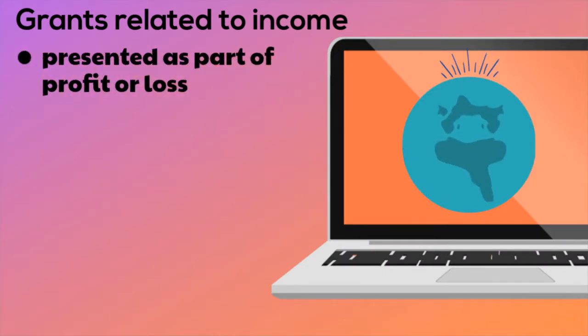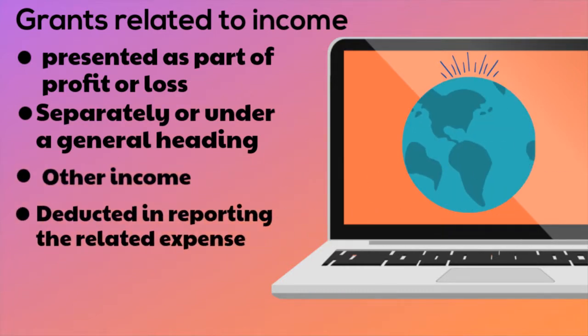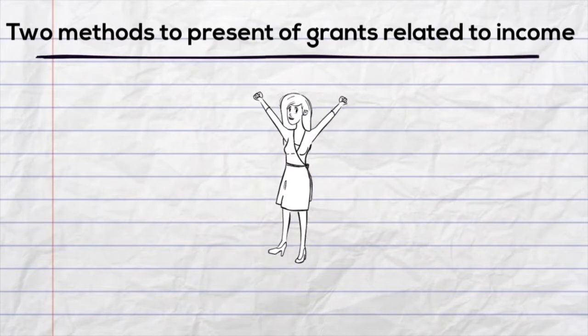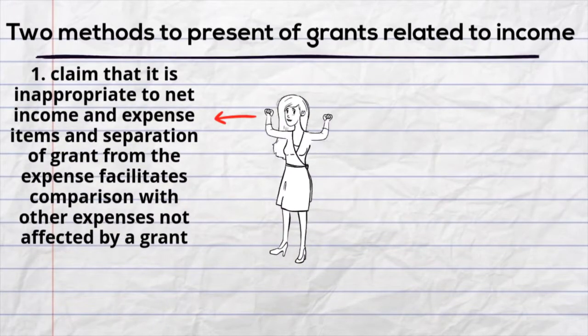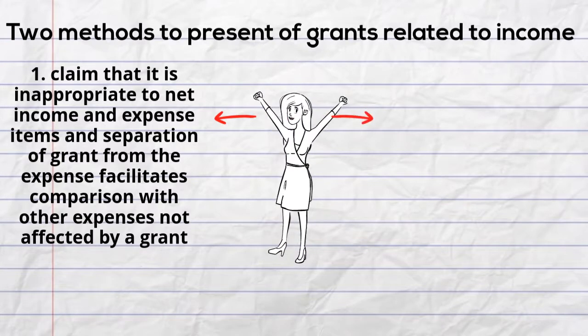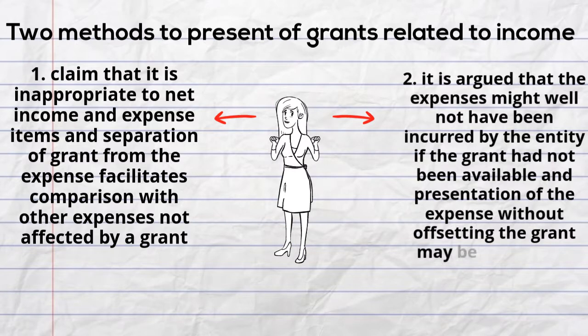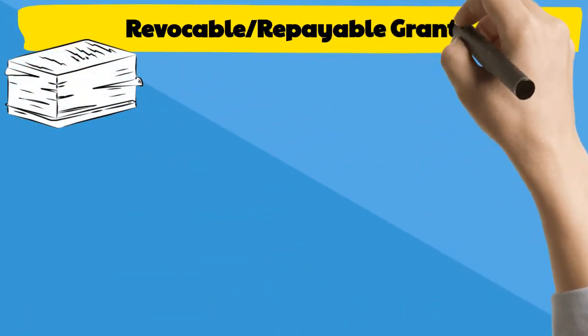It is presented as part of profit or loss, either separately or under a general heading such as other income. Alternatively, they are deducted in reporting the related expense. For the grant related to income, the first method claims that it is inappropriate to net income and expense items and that separation of the grant from the expense facilitates comparison with other expenses not affected by a grant. For the second method, it is argued that the expenses might well not have been incurred by the entity if the grant had not been available, and presentation of the expense without offsetting the grant may be misleading.